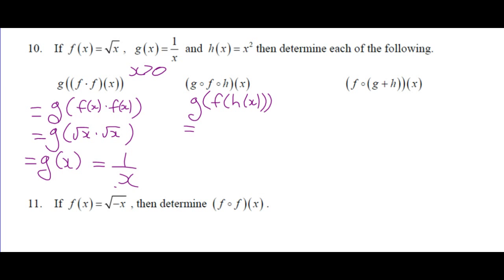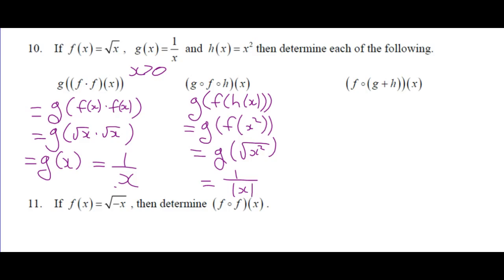So, g of f of h of x. I have no idea what this guy did. g of f of x squared. What does x squared say to do? Take the square root of that. g of the square root of x squared, which we know is what? The absolute value of x. So it's 1 over the absolute value of x.